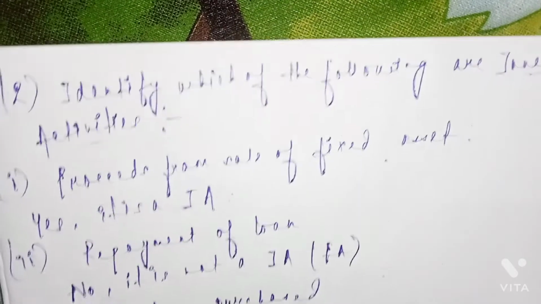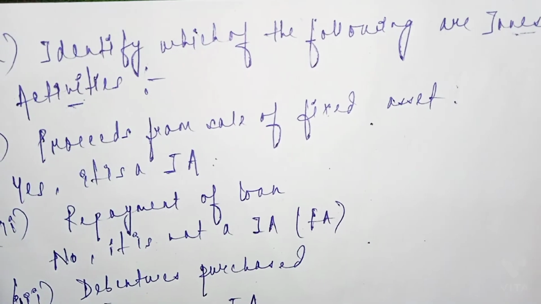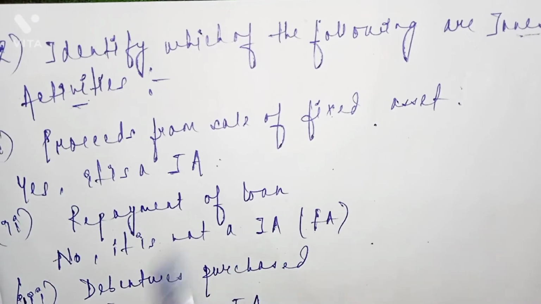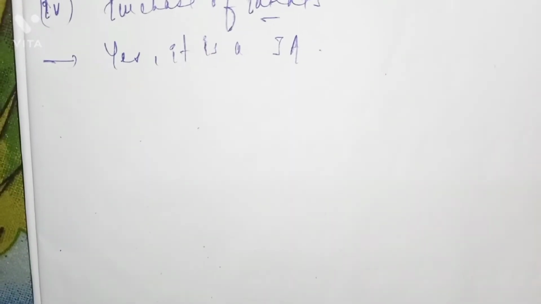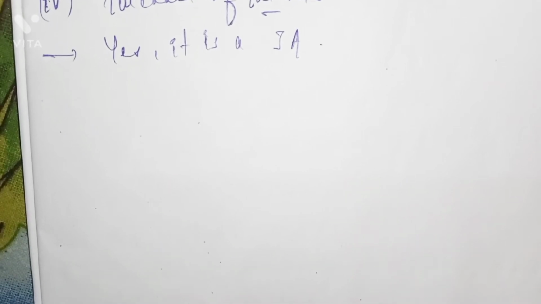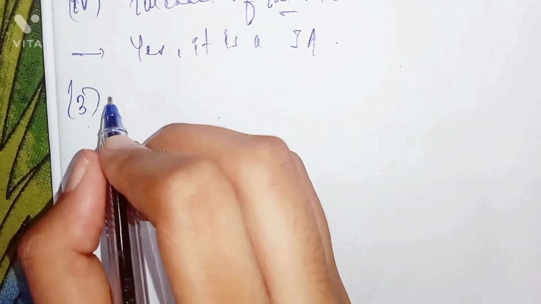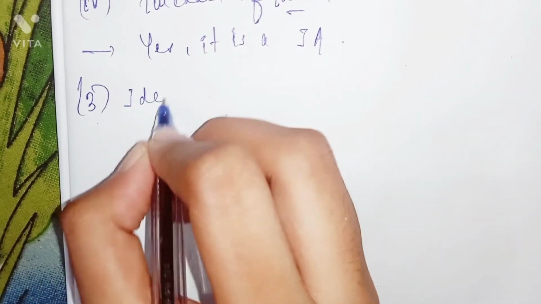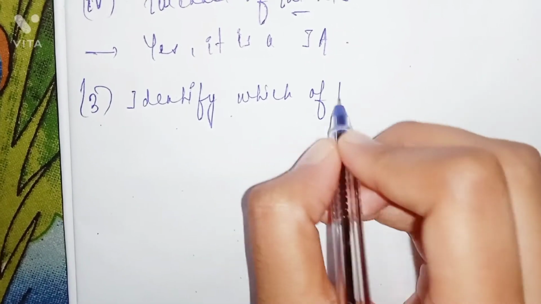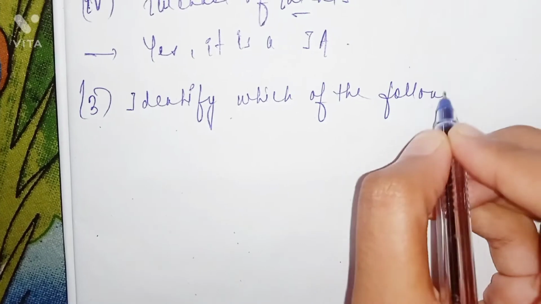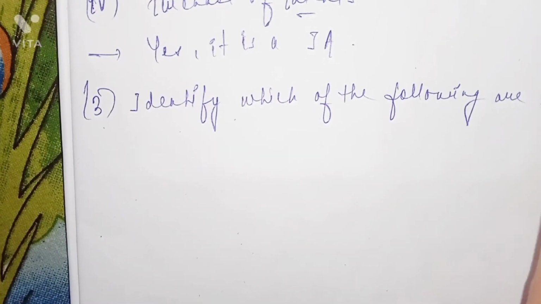Here in this sum, I have showed you what are the items that will be included in the investing activity, what items you will consider in the investing activities and what are not. In my third sum, I will show you what are the items that you will consider in your financing activities. Here my third sum is: identify which of the following are financing activities.